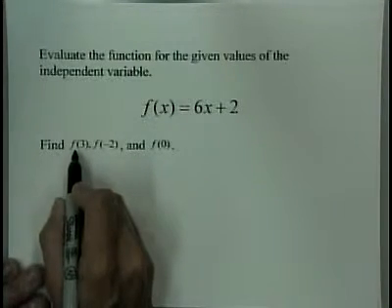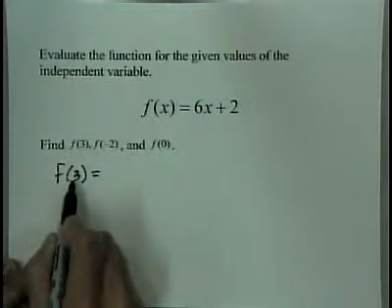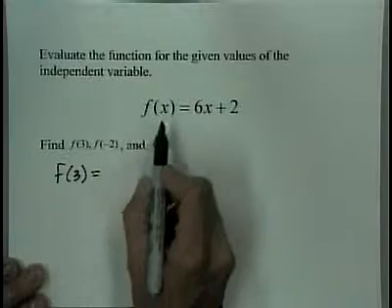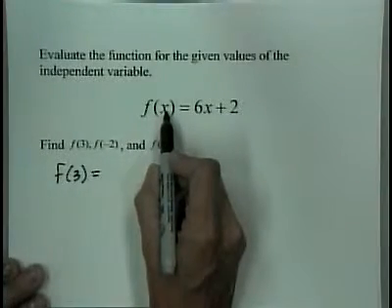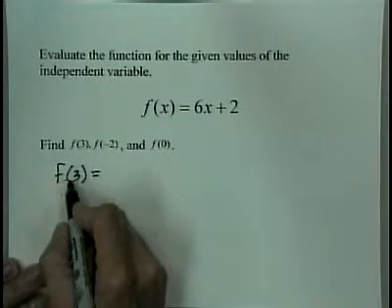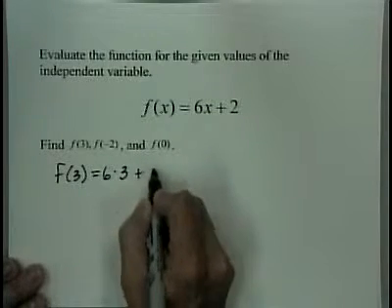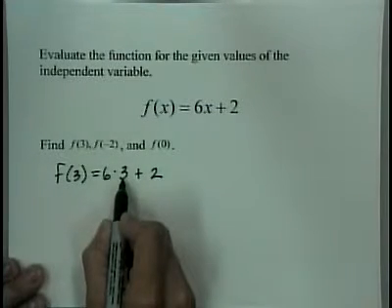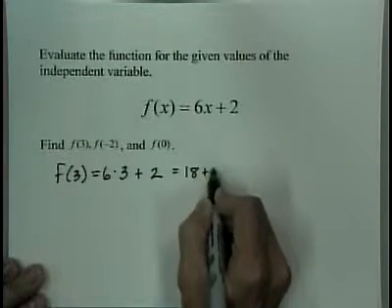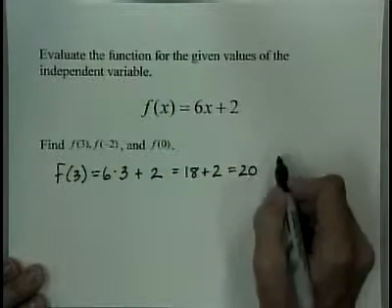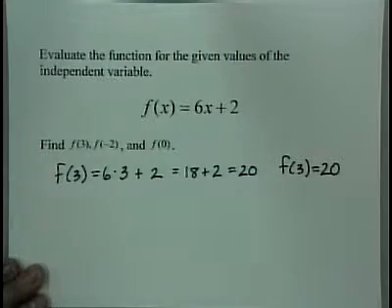Let's start by finding f of 3. What we're supposed to do with the 3 is exactly what's done to the x in the function. F operates on x and does this. So if f operates on 3, it's going to take 6 times that 3 plus 2. The 3 has replaced x in the function. This simplifies to 18 plus 2, which is 20. And so we conclude that f of 3 is 20.